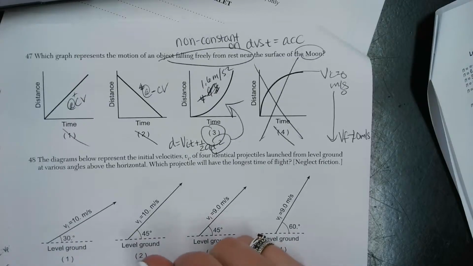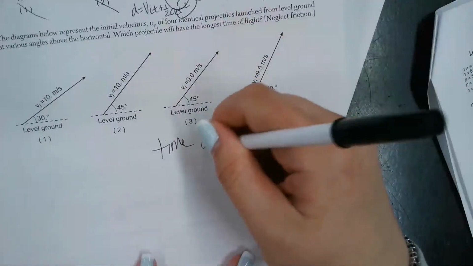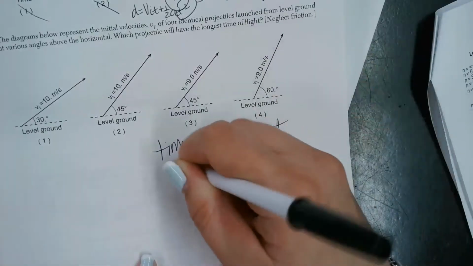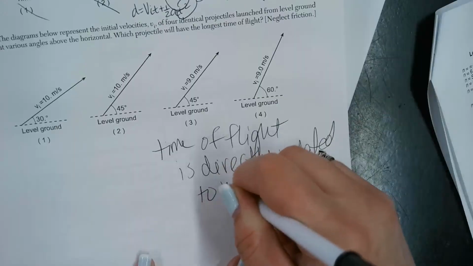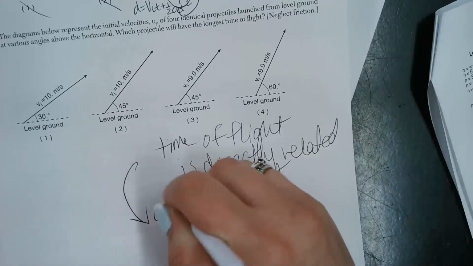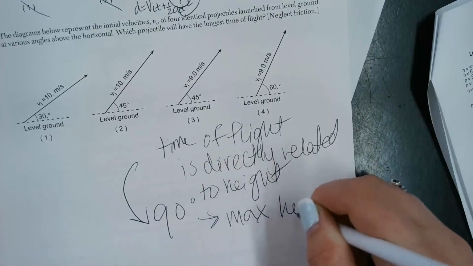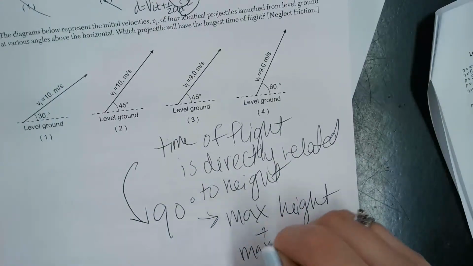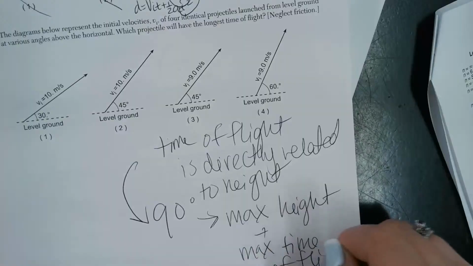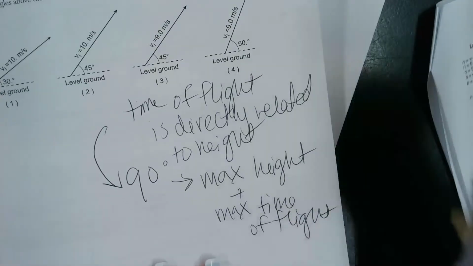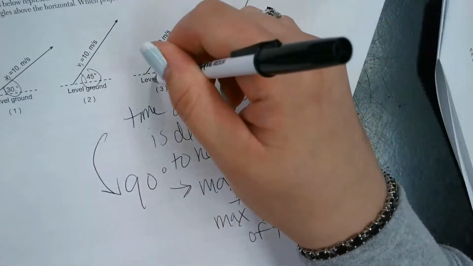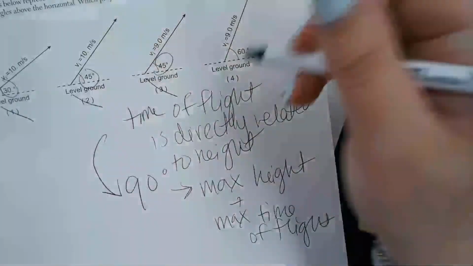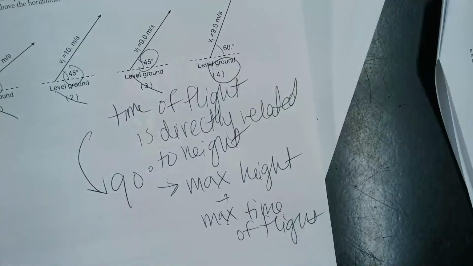Okay, remember, time of flight is directly related to height. And remember, 90 degrees is max height plus max time of flight. So the closer you are to 90 degrees, the higher up you're going to be, and you're going to have a longer time of flight. So if we look at 30, 45, 45, these are the largest ranges, and 30 has nothing to do with it. So it is answer choice 4, okay?